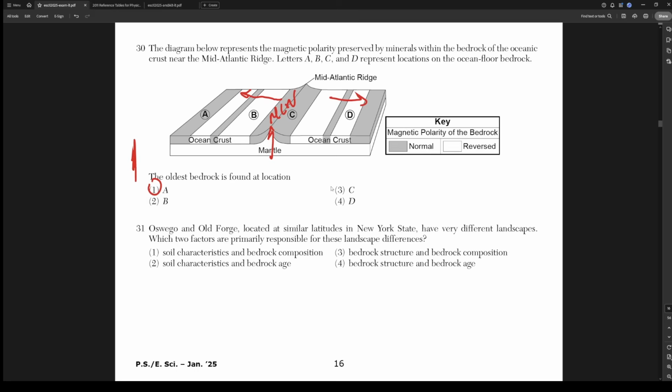Oswego and Old Forge, located in similar latitudes in New York State, have very different landscapes. Which 2 factors are responsible for the landscapes? So it's always going to be the bedrock structure and bedrock composition.